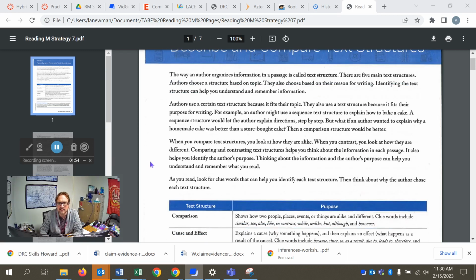Authors use a certain text structure because it fits their topic. They also use a text structure because it fits their purpose for writing. For an example, an author might use a sequence text structure to explain how to bake a cake. So sequence is, in order from beginning to end, from first to last, from early to late. A sequence structure would let the author explain directions step by step.